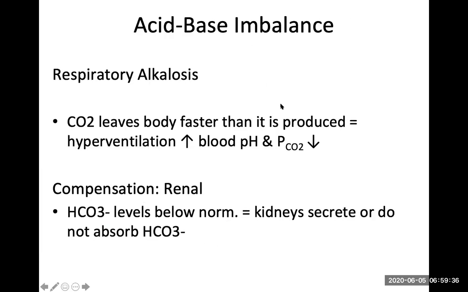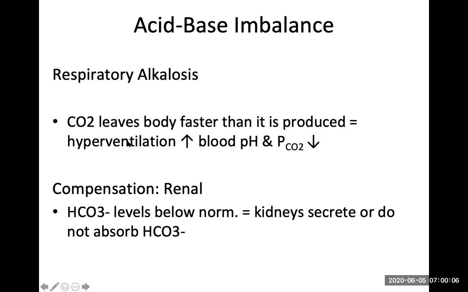The next acid-base imbalance is respiratory alkalosis. So again, with alkalosis, we're dealing with a pH greater than 7.4. And this is characterized by CO2 leaving the body faster than it's being produced. So how is someone getting rid of CO2 faster? Well, they're probably hyperventilating. They're breathing out due to stress or some other reason. Their body is hyperventilating.